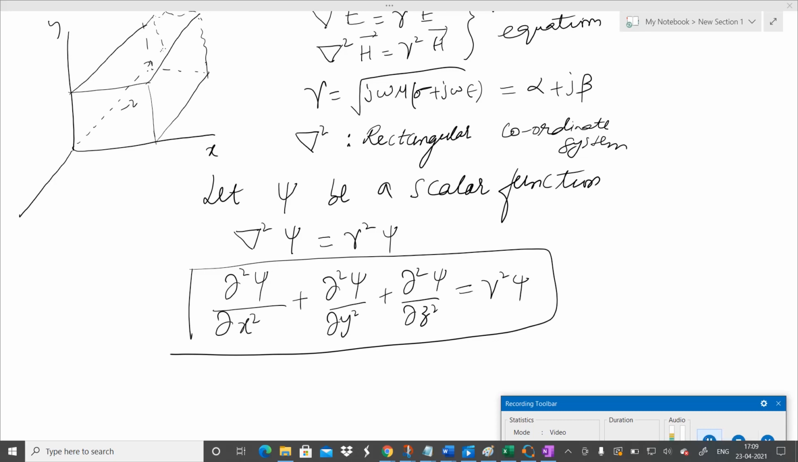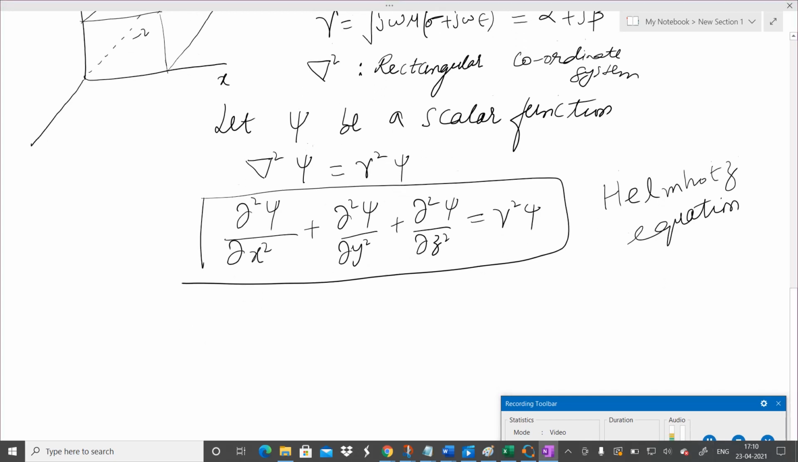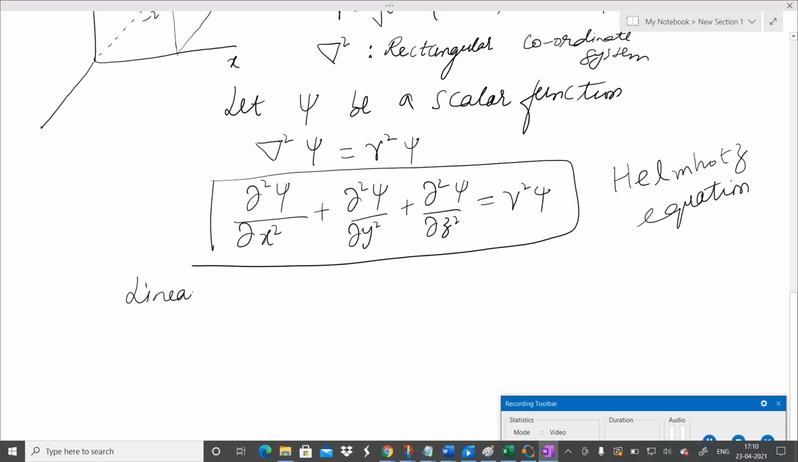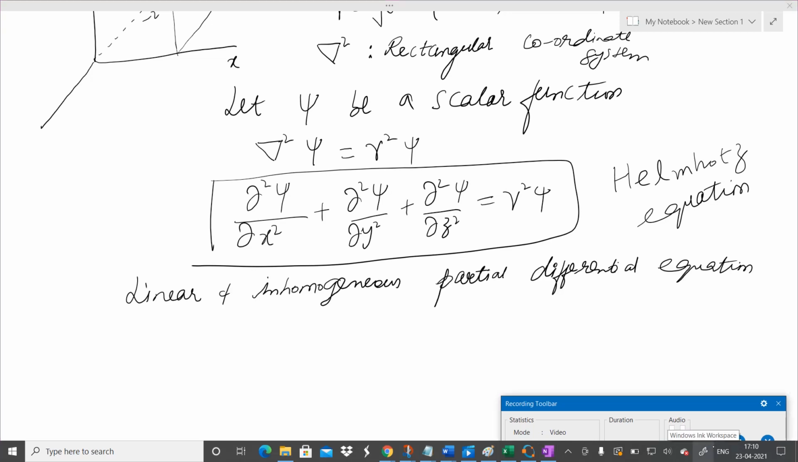This equation is very famous in partial differential equations. It has a special name, it's called the Helmholtz equation. So we will first try to find the solution of this equation. Some comments: this is a linear differential equation, and in addition to being linear, it is homogeneous. Linear because there is no square term like del upon del x square or del 2 psi upon del x2 whole cube. Those are non-linear, so there is no such term, so it is linear.